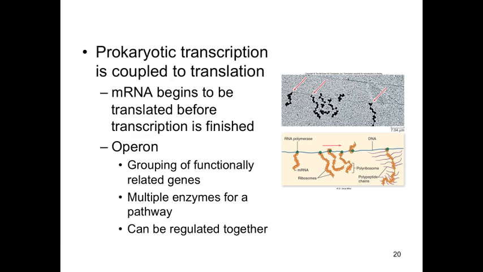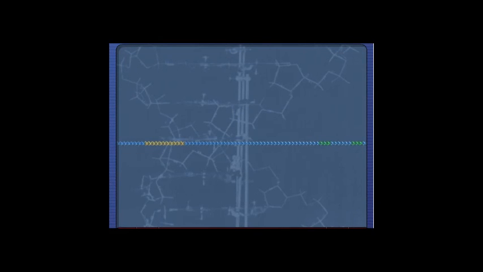Also in prokaryotes, we'll see grouping of functionally related genes. These genes might all be involved in one pathway, and they can be regulated together. Thus, they are called an operon. So the RNA polymerase will transcribe these genes in sequence, and then they'll each be made individually as a protein. Let's watch a quick animation to help us understand how bacterial transcription works.